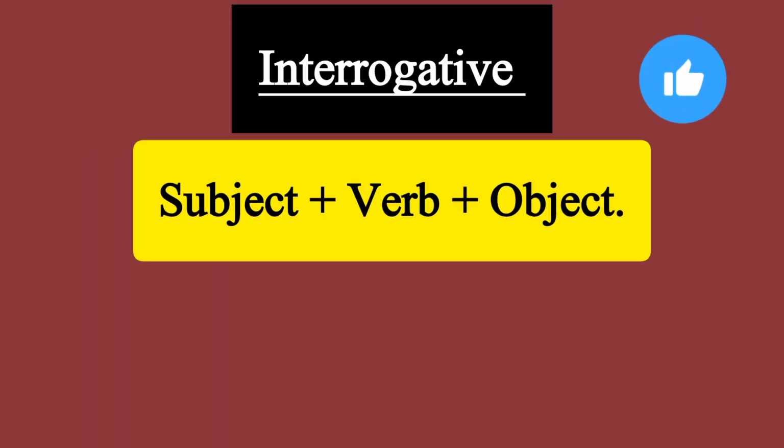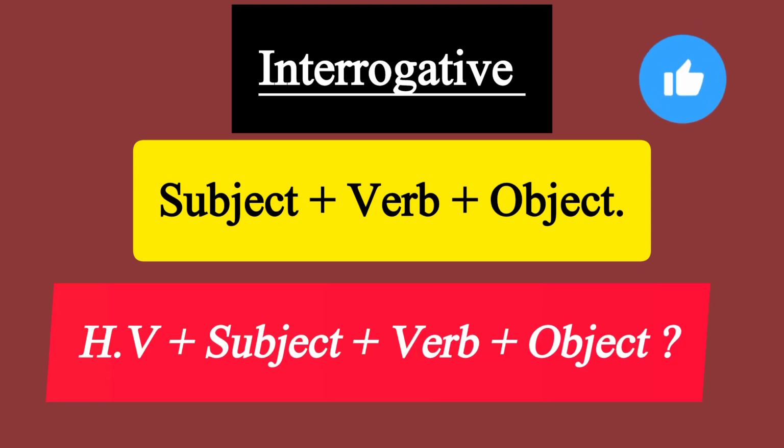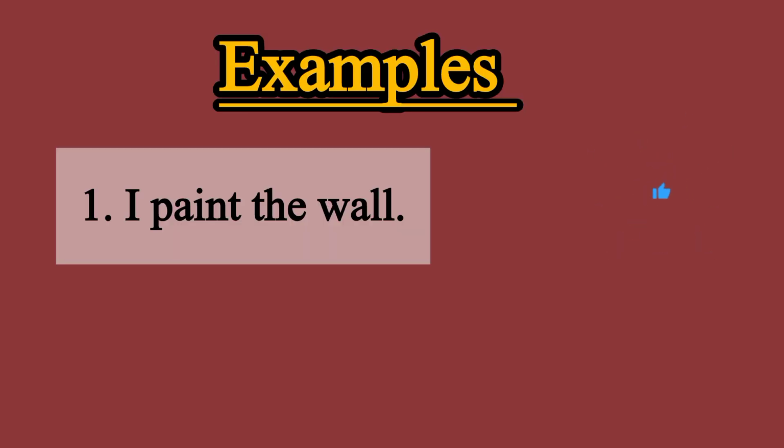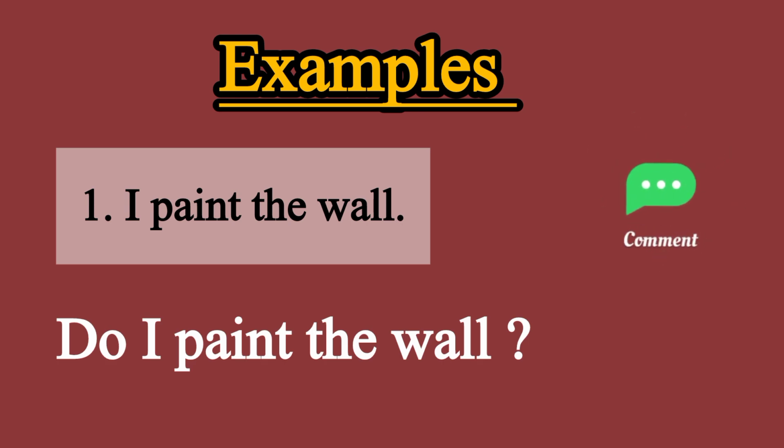In interrogative sentences we have subject, verb and object in a positive sentence. While we change into interrogative we have helping verb, subject, main verb plus object, and we put at the end a question mark. Number 1, I paint the wall. In this we use do with I, so we put do at the start of the sentence. Do I paint the wall? And at the end we put a question mark.